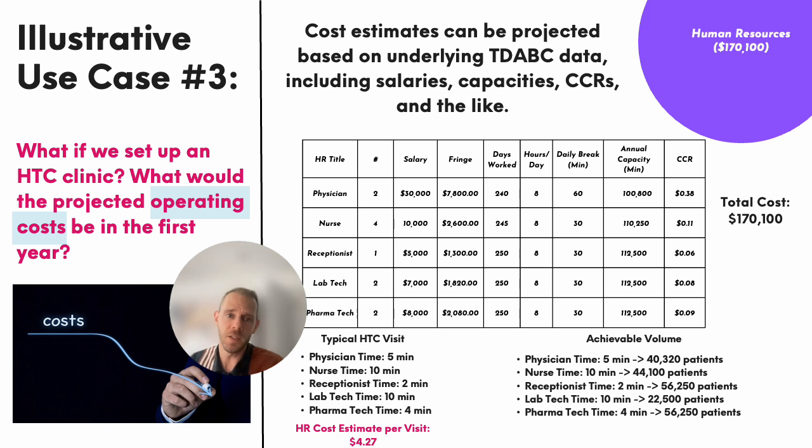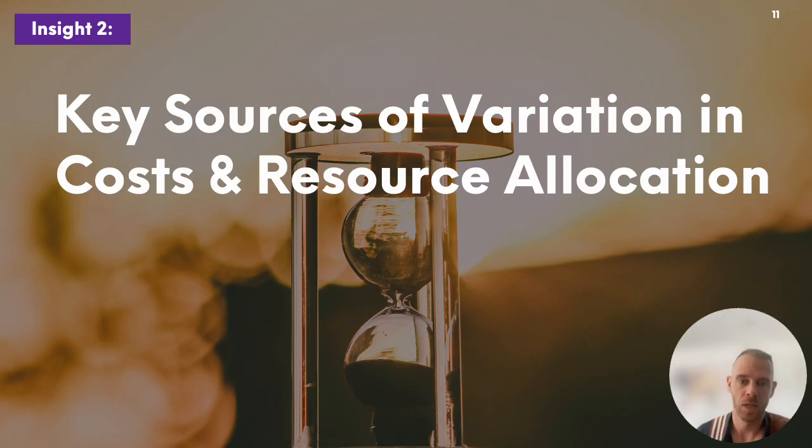So, in summary, the time estimates provided by ABCM allow us to anticipate the potential costs and service volume and to plan for personnel costs and operating costs more generally as a result of that. So let's move on to our second insight here. Let's talk about variation in costs and resource allocation.